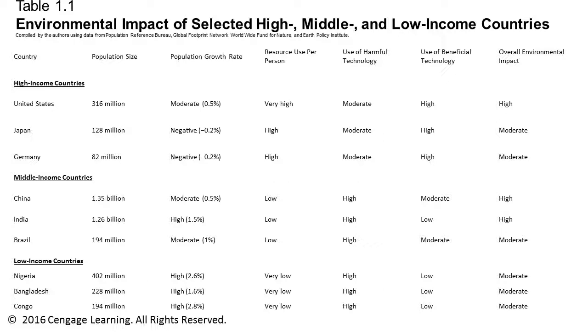For China, it's because they have a high use of harmful technology. For the US, it's because we have a high resource use per person. This is you and I. We are contributing to that category.